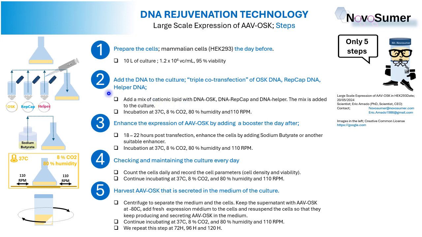Okay, so we add the DNA with the detergent and we incubate the culture in an incubation chamber. And the parameters that we set in the incubation chamber are 37 Celsius degrees, 8% of CO2, 80% of humidity, and 110 RPMs. This is the shaking force. Okay, so the incubation chamber will provide these conditions to the cells in order to produce many EV-OSK. So we incubate it at these conditions, and the cells start producing EV-OSK.